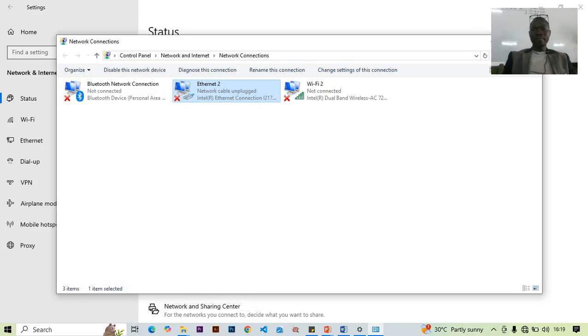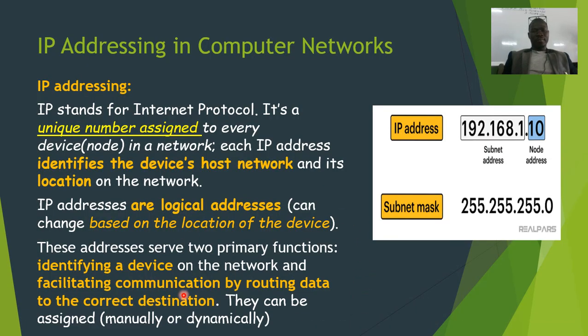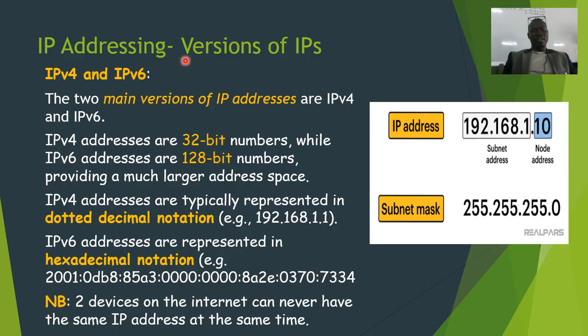Now let's leave that alone. Getting back to our document, we've seen that they can be assigned manually or dynamically. So IP addresses basically have two versions. We have what we call IP version 4 and IP version 6. So the two main versions that we have, IP version 4 basically has 32 bits in it. We shall see what we mean by that. And then IP version 6 basically has 128 bits. So this simply tells us IP version 6 is bigger, very, very big.